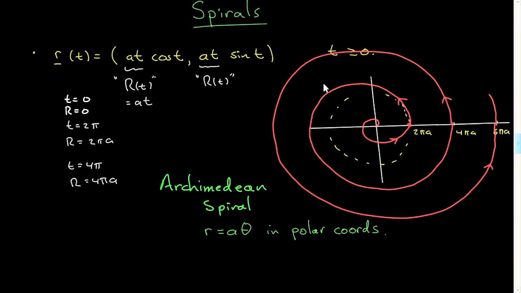I'm going to continue just where I left off from the last screencast. I'm discussing parameterizations of spirals, and we considered the Archimedean spiral, which is given in this form. I now want to turn to the logarithmic spiral, the other important spiral, and that's given by r of t equal to e to the at cosine t, e to the at sine t.